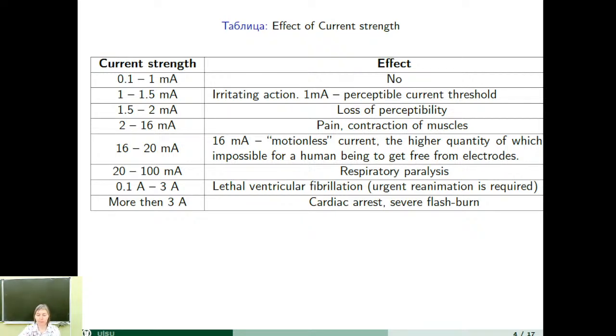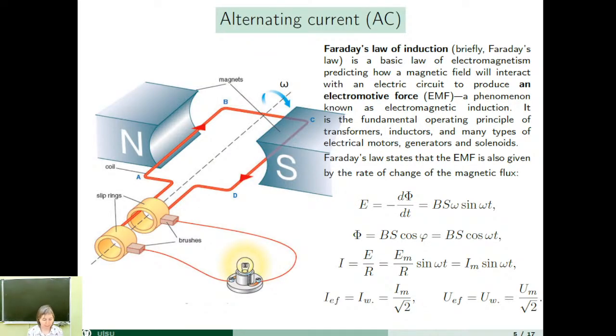And then alternating current is a current periodically changing in value and direction. The most widespread is the sine wave alternating current, whose instant value varies in time under the law of sine or cos.